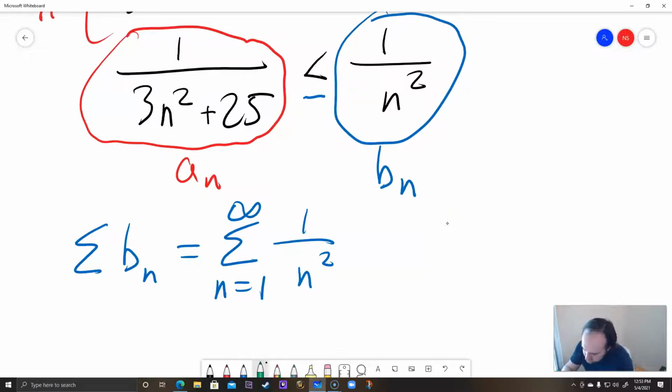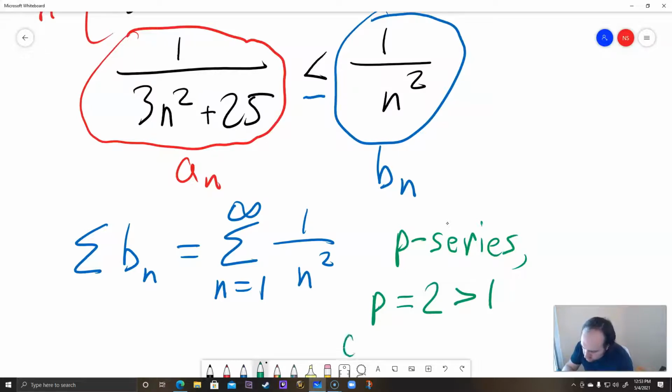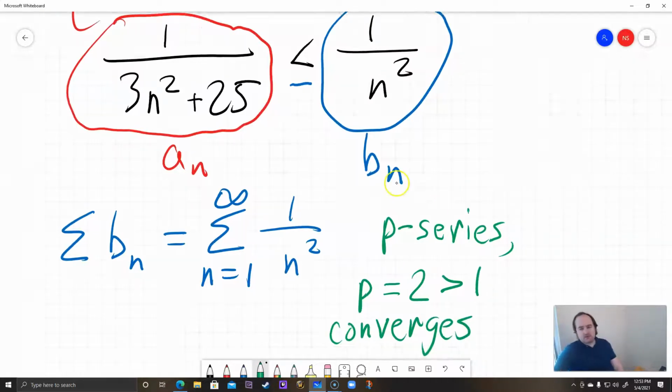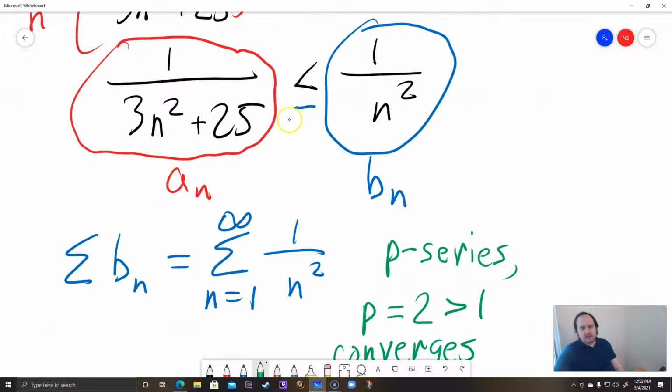Okay, so this is a p-series. P equals 2, which is greater than 1, so it converges. And then because bn converges and an is less than or equal to bn, since this one converges, that means this one can't diverge, so this one also has to converge. So hopefully that makes sense.